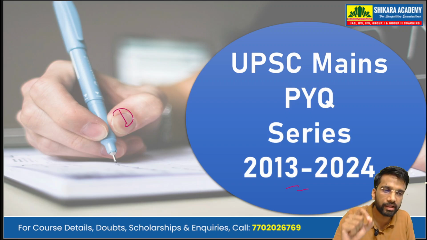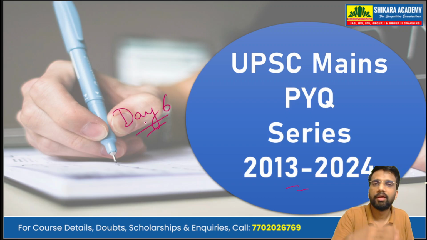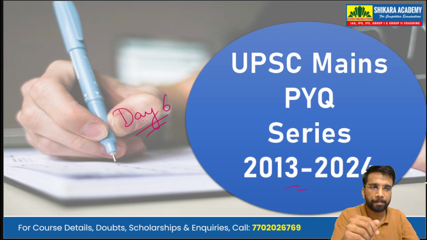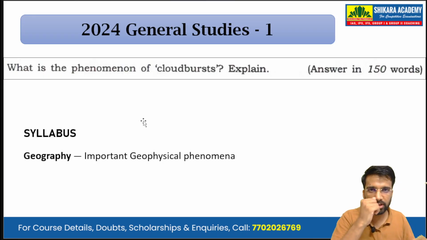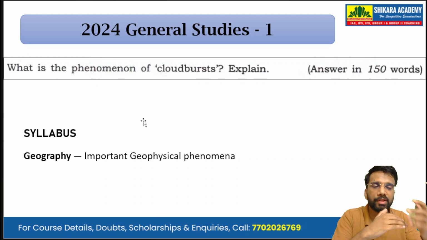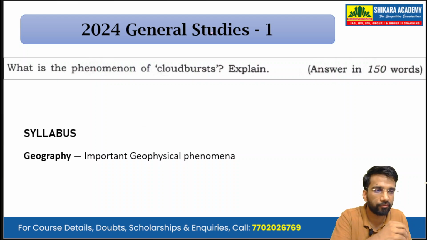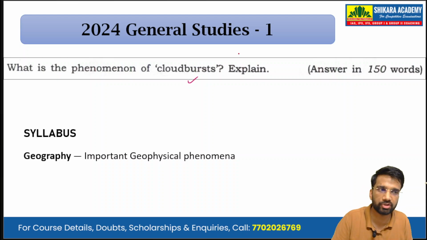So today is our day 6. Let's begin with today's question. This particular question was asked by UPSC in 2024 General Studies paper 1. What is the phenomenon of cloudbursts? Explain. A simple, straightforward geography question. We have to answer it in 150 words and it is worth 10 marks.